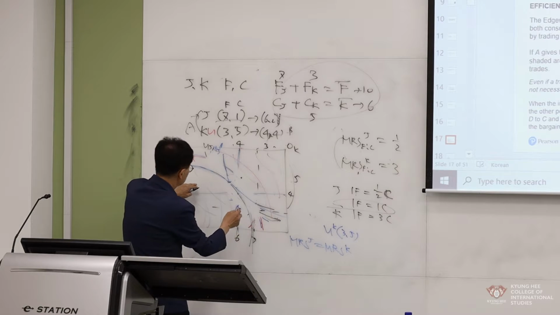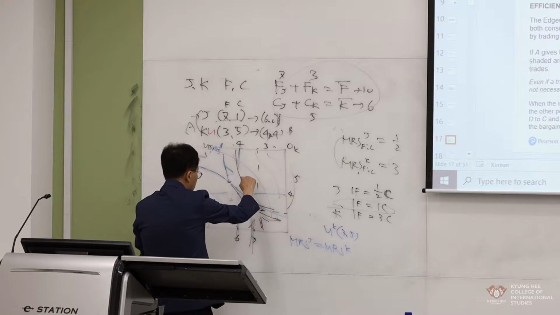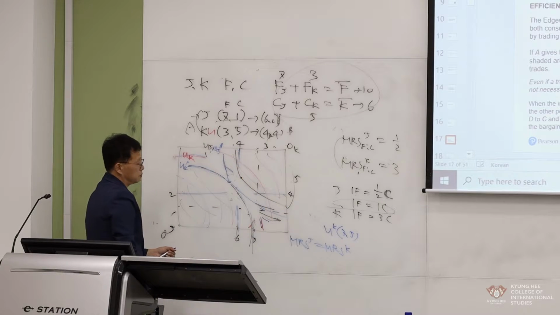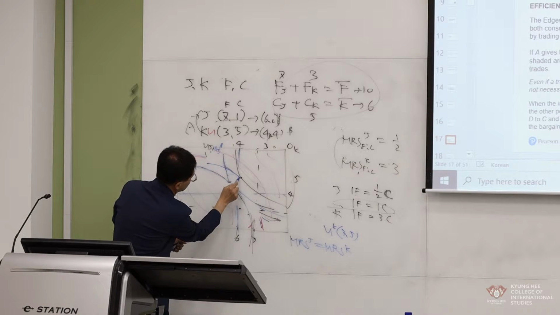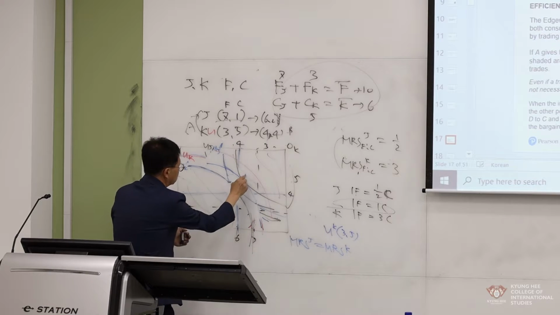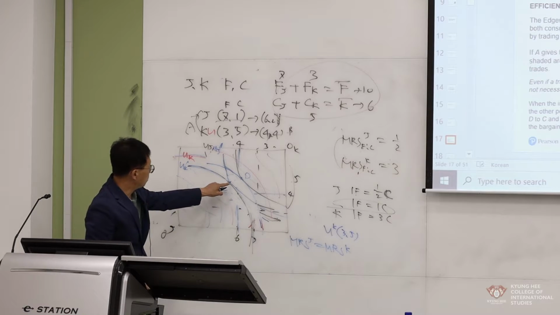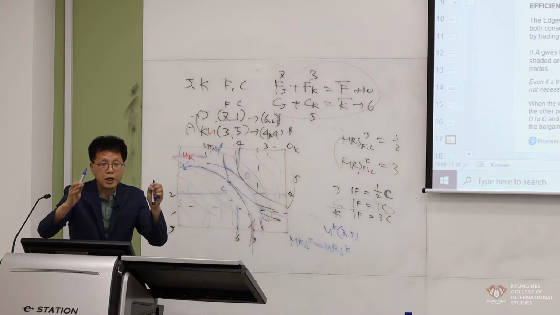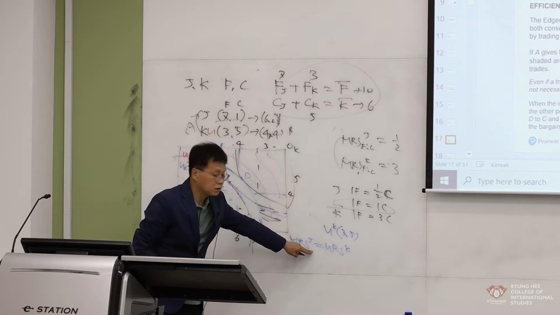Okay? Also think about some point D. At this point, that is James' indifference curve, right? And Karen's indifference curve touches at this point. That is point D, that is point C, for example. Anyway, at points C and D, the two guys' MRS are equalized.